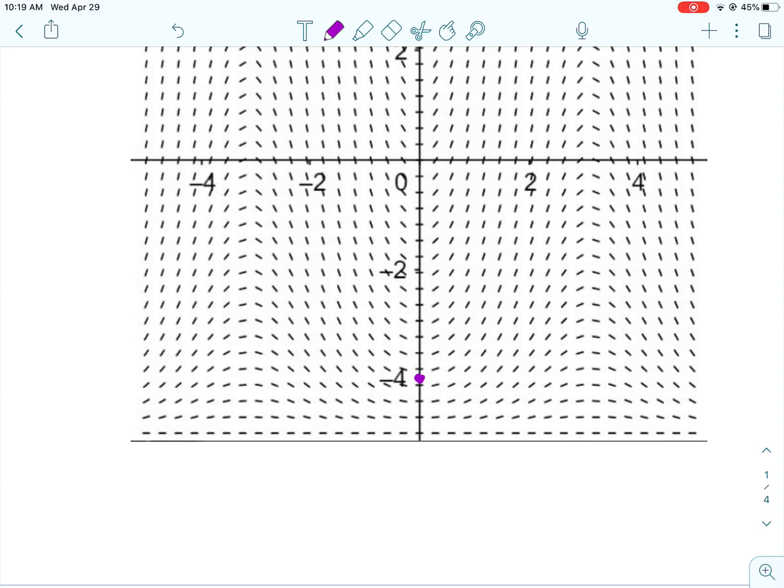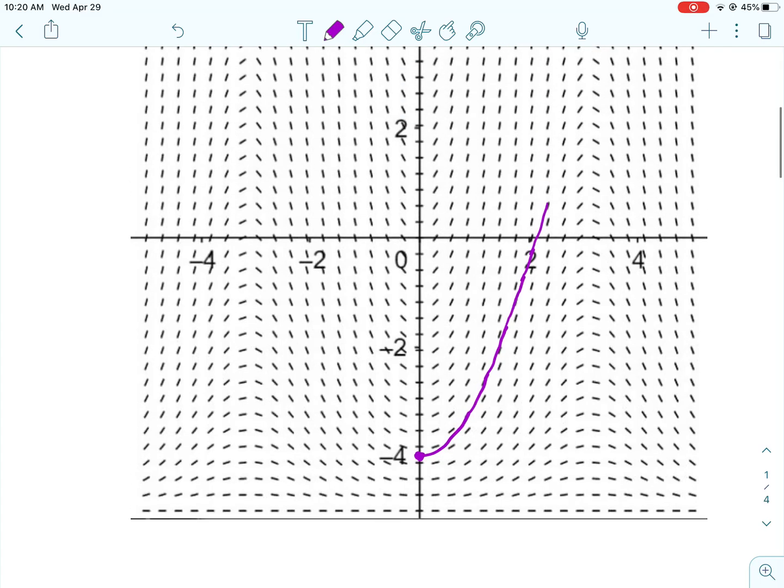So for part A, we have a slope field, and we're going to sketch the curve through the point 0, -4. So we go to 0, -4, and we have a point. Sometimes that point is given to you. Sometimes you have to do it yourself. In this case, we need to make our point, and then we're going to follow the slopes going to the left and to the right of that point.